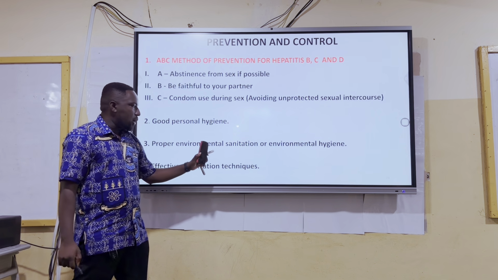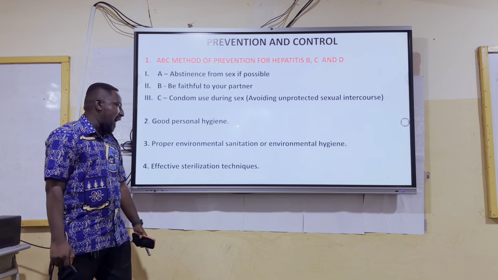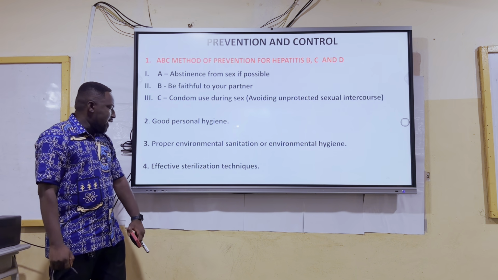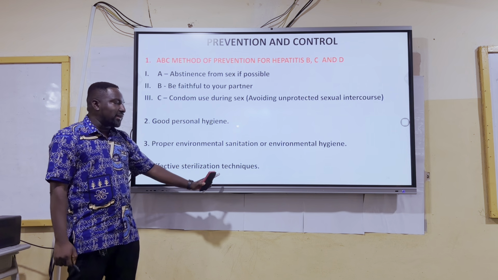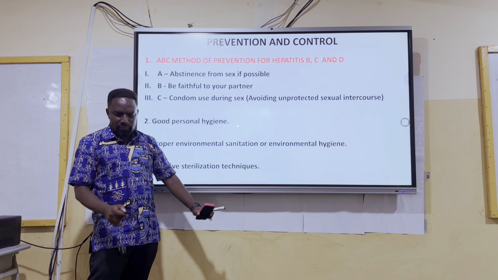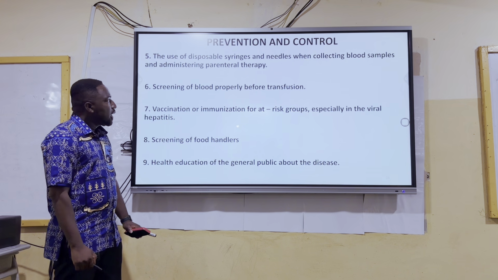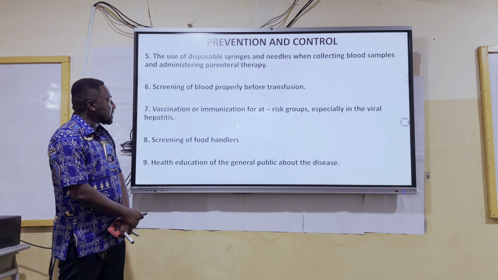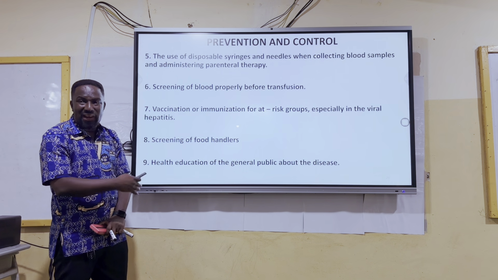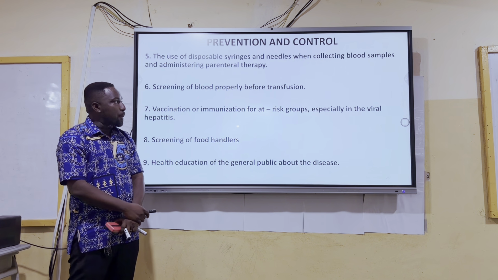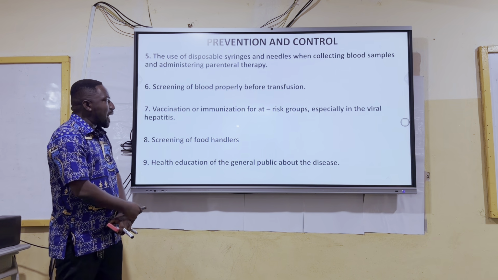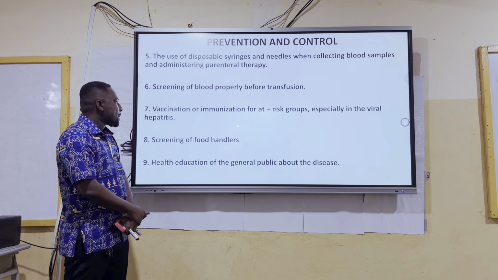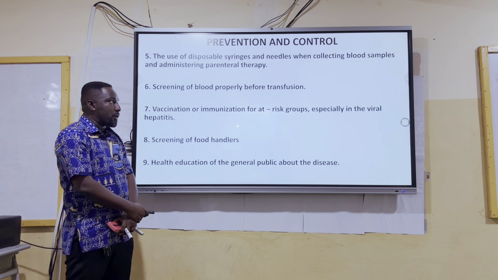And then proper environmental hygiene, also for hepatitis A and E, the ones that are transmitted through the fecal-oral route. Effective sterilization technique for hepatitis B, C, and D. And then you dispose syringes and needles after collecting blood samples. So for hepatitis B, C, and D, the ones that are transmitted through blood and blood-borne products. Screening of blood before blood transfusion to prevent hepatitis B, C, and D. And then vaccination, yes, it's very important.